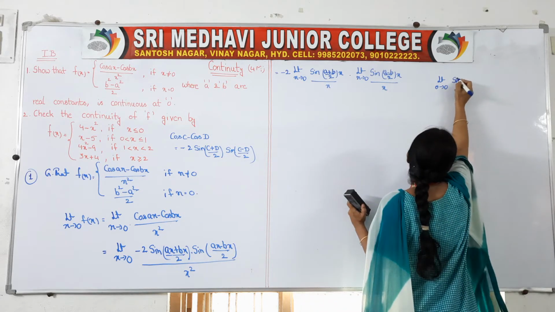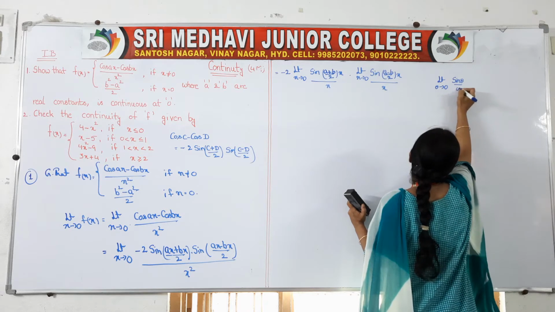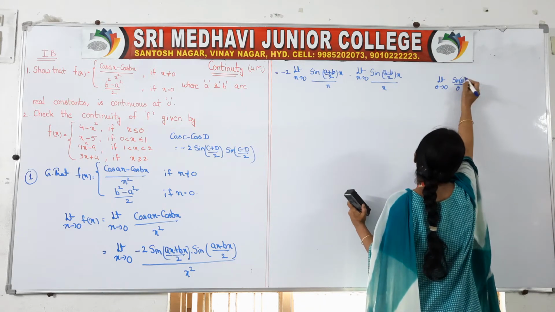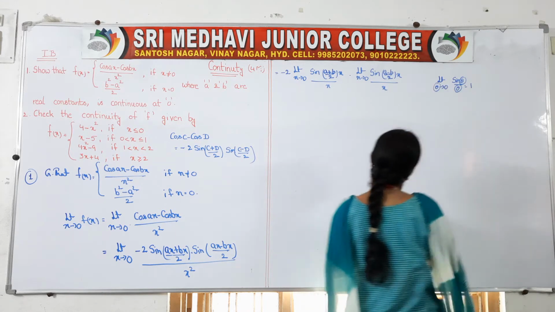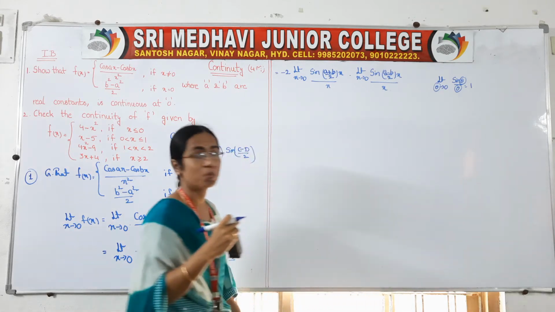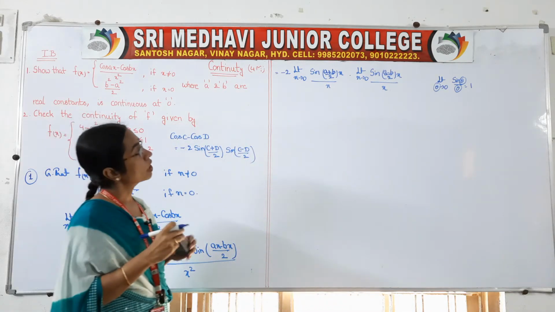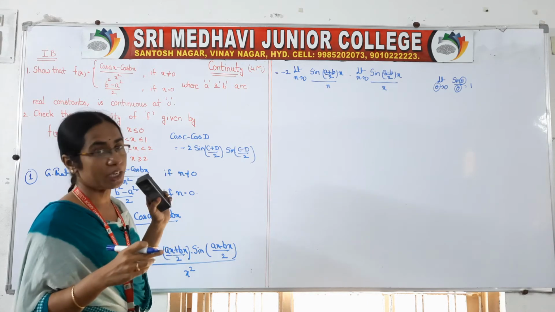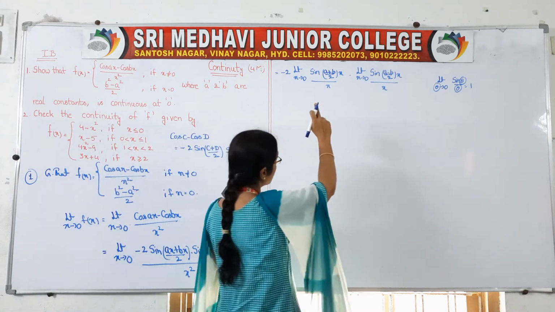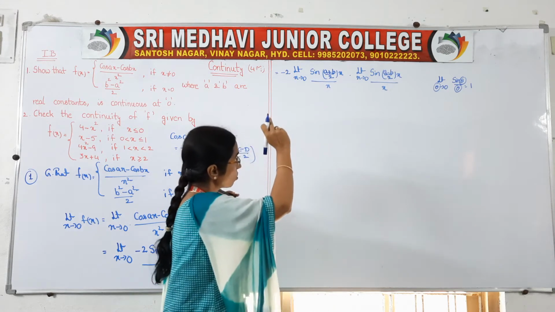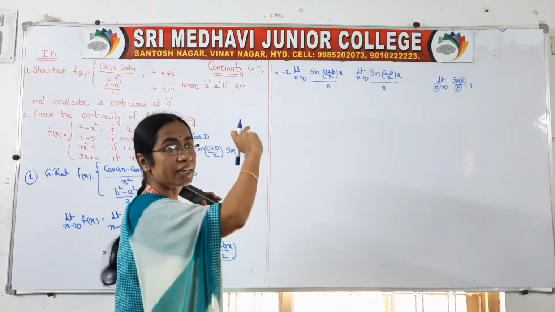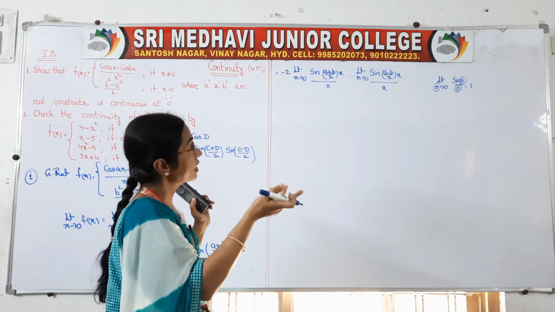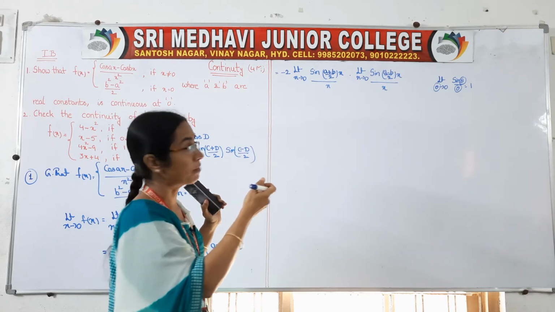Limit theta tends to 0, sin theta by theta is equal to 1. That means these three values must be equal. So here we have to get downwards a plus b by 2, isn't it? Sin of a plus b by 2x is there. So downwards we have to get a plus b by 2. How will we get it? We will multiply and divide.